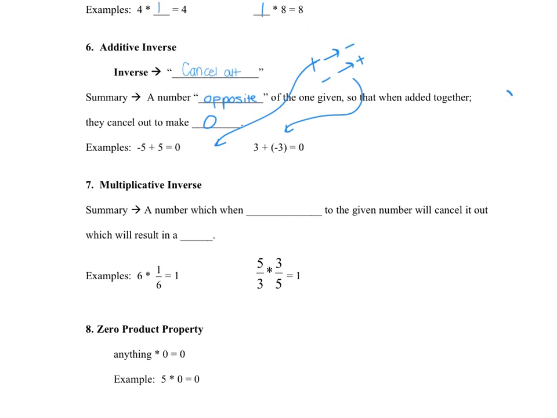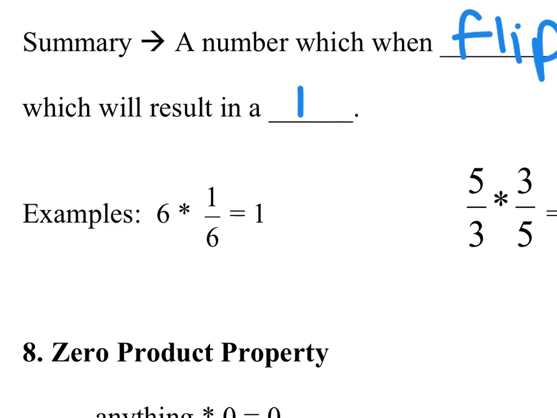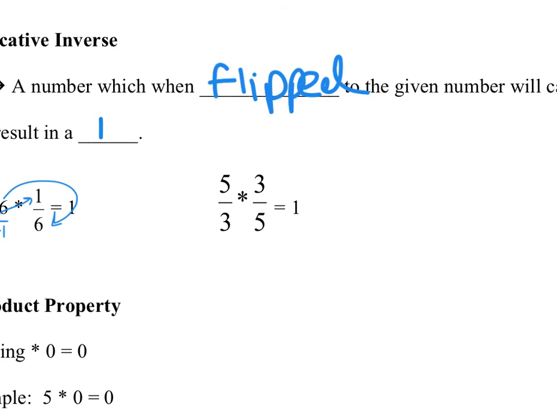Now we have 2 more, and then we are done, and then you're going to do some independent practice. The multiplicative inverse. A number which, when flipped to the given number, will cancel out, which will result in a 1. So I'm flipping. So if I start with a 6, I make it a 1 over 6, because this is really a 6 over 1. I put my 6 downstairs, and I put my 1 upstairs. And I multiply, and I get a 1.